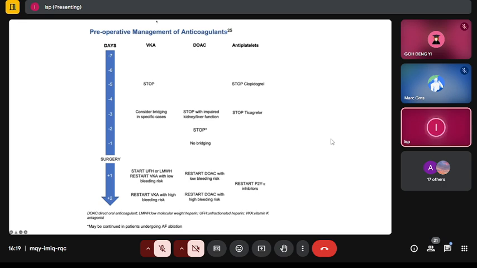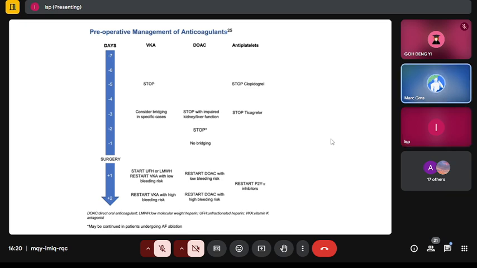Like if you look at this graph here, antiplatelet, you have to stop 5 days beforehand, and then for warfarin, usually it's 5 days as well, and for DOAC, you have to stop 2 days beforehand. If there is kidney impairment, you stop 3 days beforehand before that procedure. Anyone know why the duration is different?